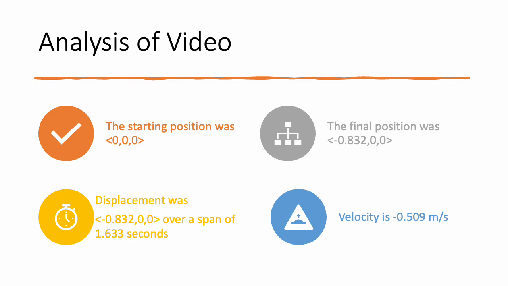So after analyzing the video in Tracker, some values came. My starting position was set to the origin, 0, 0, 0. The final position was negative 0.83200 meters, which means the displacement was negative 0.832 meters over a span of 1.633 seconds. Using these, I calculated the velocity, which came out to be negative 0.509 meters per second.